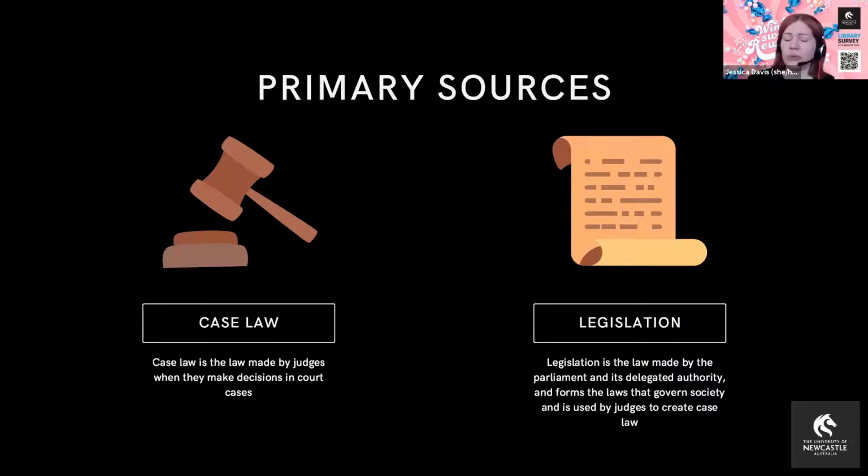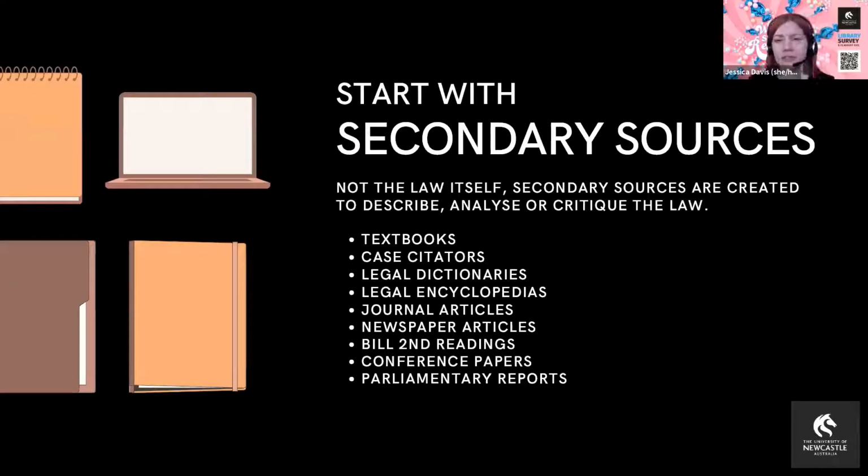Both are equally important in legal research, but if you are new to looking for law resources, or even if you're an experienced lawyer who is faced with an area of law you're unfamiliar with, you're likely not going to have enough knowledge to be able to search for these sources straight away. Which brings us to secondary sources. Secondary sources are not the law itself. Instead, they're created to describe, analyze, or critique the law. They're a really great place to start when conducting legal research.